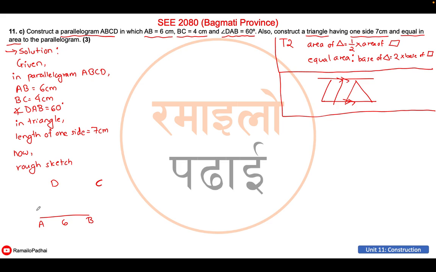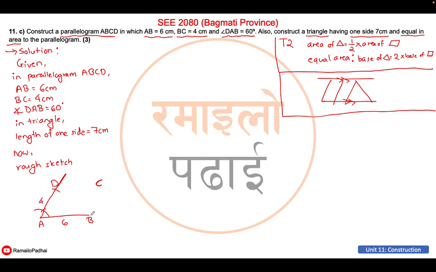So first construct angle DAB. This will be 60 degrees. So this will be the line DA, but we do not know how much the length of DA is. But what we know is that the lengths of opposite sides of a parallelogram are equal. That means the length of BC is equal to the length of AD. So the length of AD will also be 4 cm. So we will mark from A to D, that is 4 cm, and this will be AD.